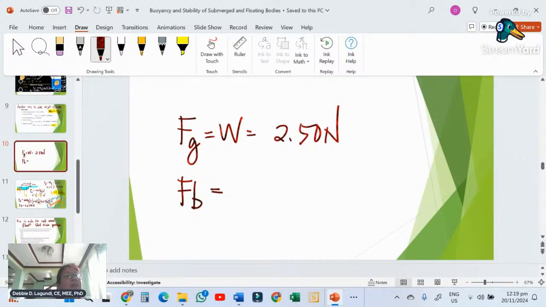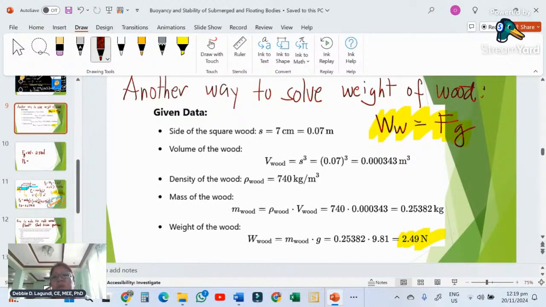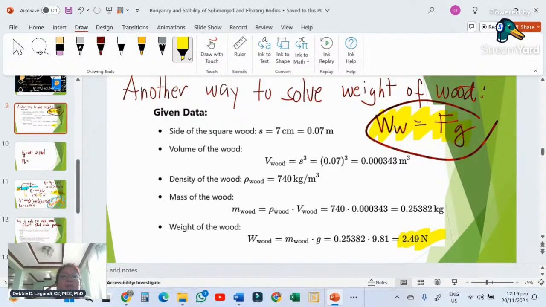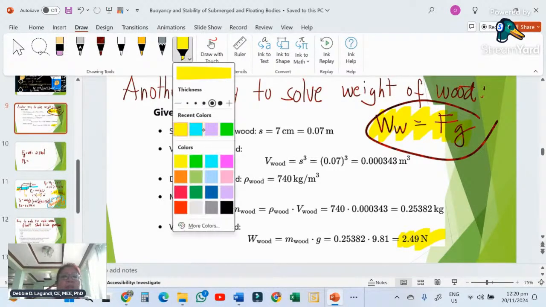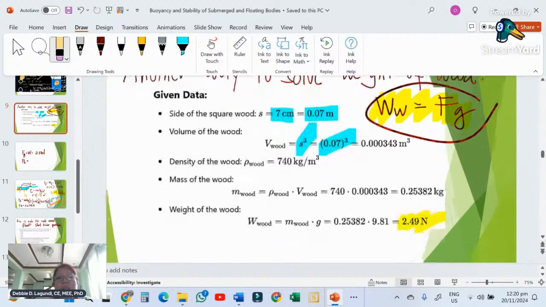Hang on, I have an outline for that. Okay, so another way to solve weight of wood, or the force due to gravity. Of course, we know the sides of the wood to be 7 centimeters. To convert that to meter, you have 0.07. Solve for the volume, that is, of course, the length, the width times the height. So because they are all the same, you have side cube. Don't do this one, okay? Because if you will be missing a zero, like what I did a while ago, there was an extra zero, it will make the answer incorrect.